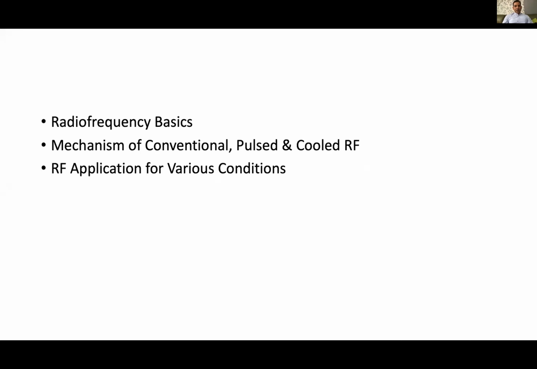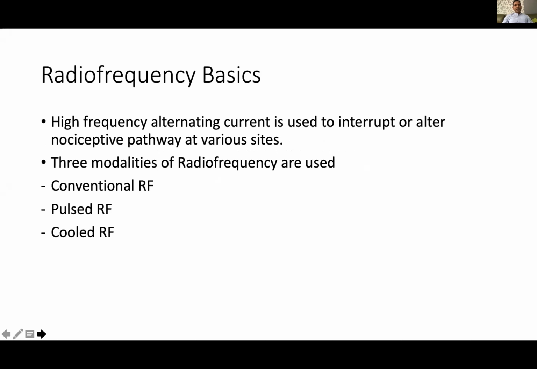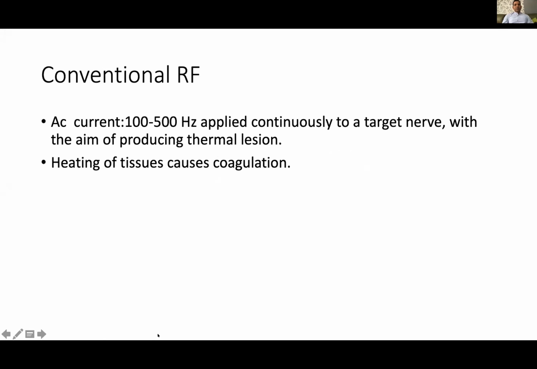Going for the basics, there are three modalities of radio frequency treatment. One is conventional RF, second is pulse RF, and the newer one is cooled RF. The basic concept is that a high frequency alternating current is used to either interrupt or alter the nociceptive pathways at various sites. In conventional RF, alternating current of 100 to 500 hertz frequency is continuously applied to a target nerve. The aim is to produce a thermal lesion, so heating of the tissues causes coagulation.